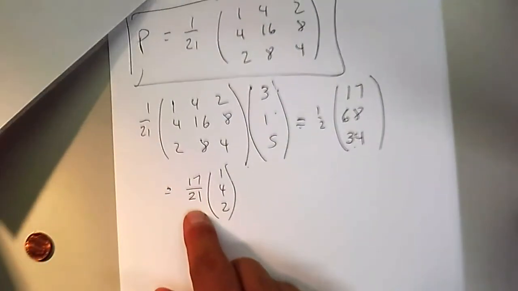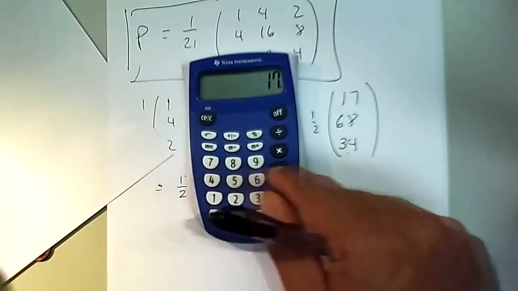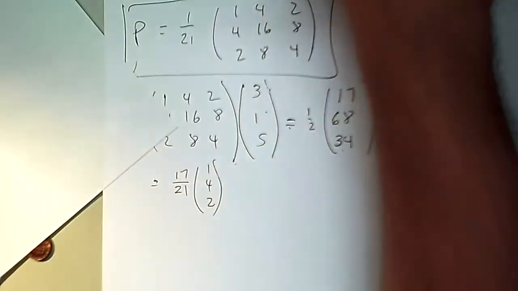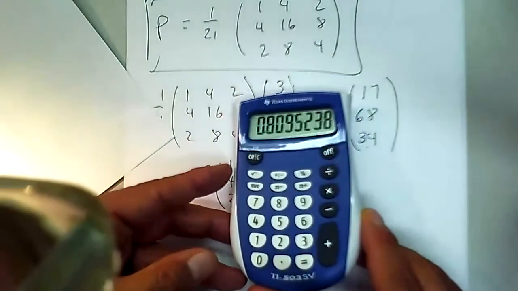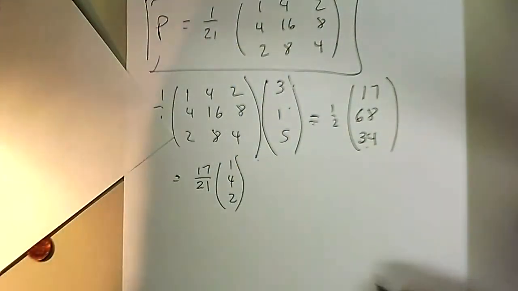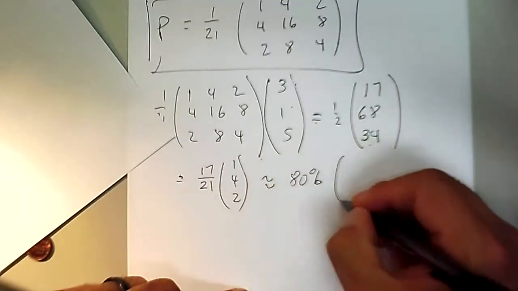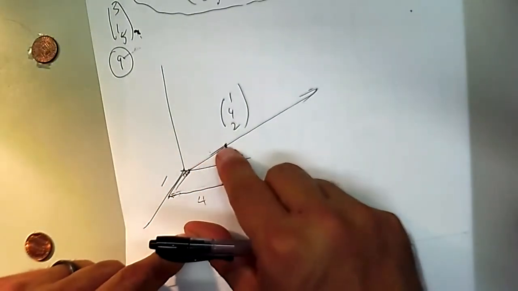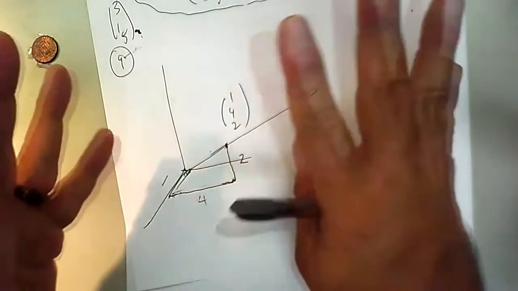Now, 17 over 21 is a proper fraction. I just want to have an idea of what it is. 17 over 21 equals about 80%. I just divided 17 over 21 and I got 0.8. So that is about 80% of this vector, 1, 4, 2. So if this is the vector 1, 4, 2, shrink it down to 80% of what it is. An approximation, by the way.